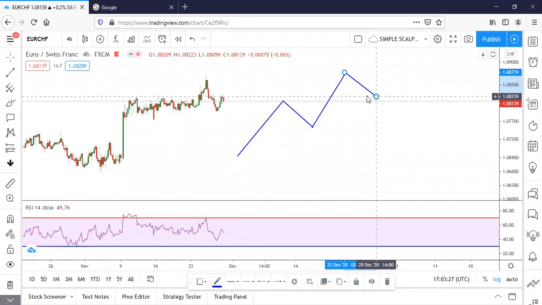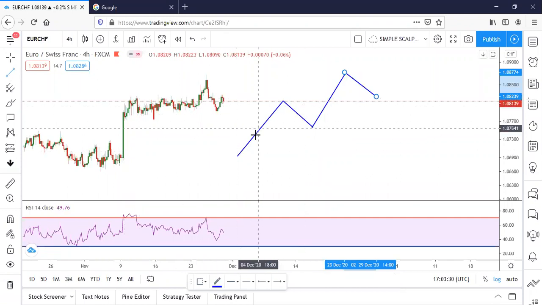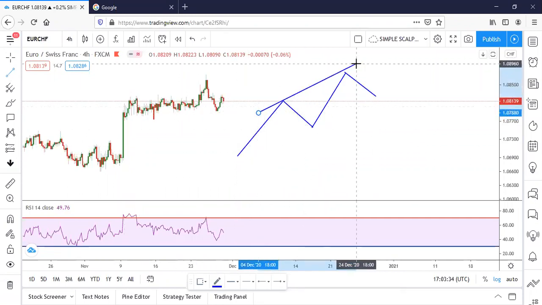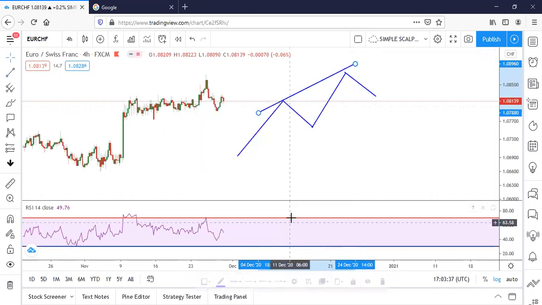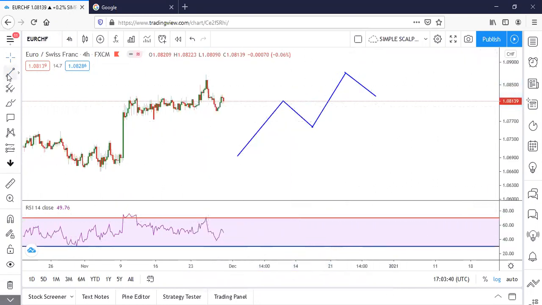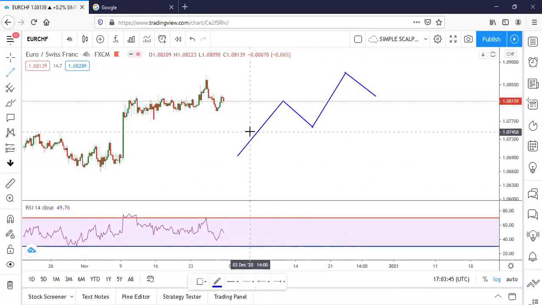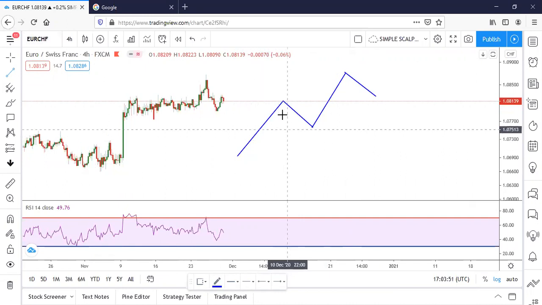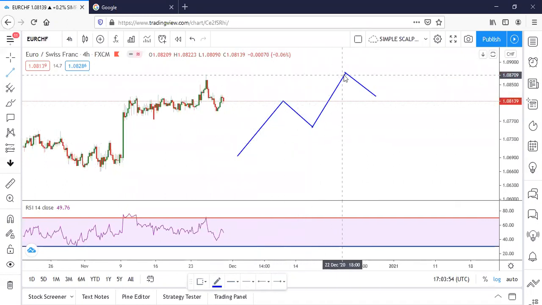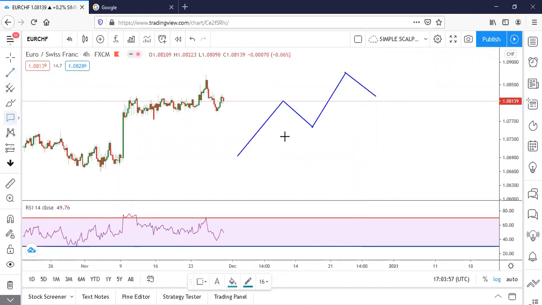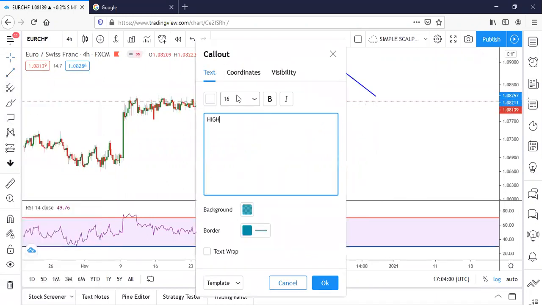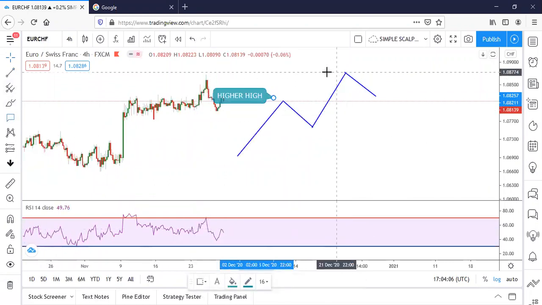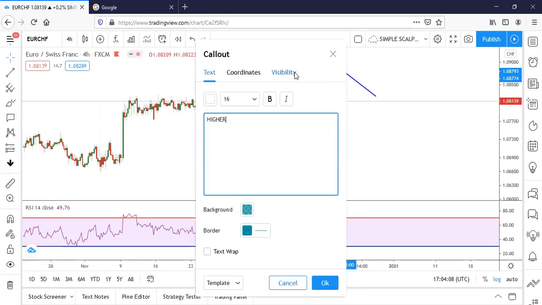Now, remember, regular divergence, you drew from up right here. You don't want to draw this one from the top side, because you want to know if a trend is going to continue. So if your price is making higher highs and higher lows, let me quickly write that down. Higher high.